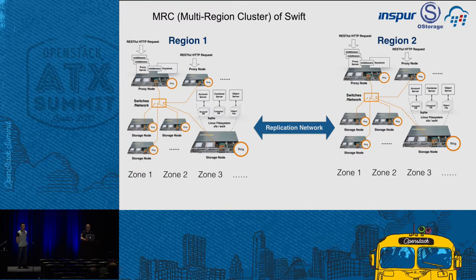One advantage of this MRC deployment, or multi-region cluster of Swift, is that the data are stored with multiple replicas. So when one region is down, a data center is down due to power loss or some disaster, for example, an earthquake, we can still access our data. We can still read and write them. So this provides very high reliability and durability for our data.